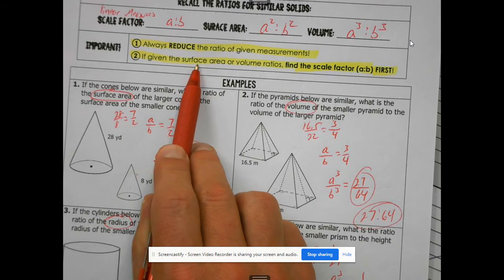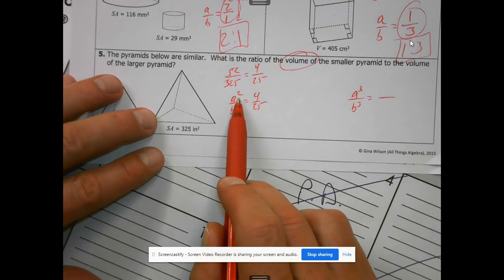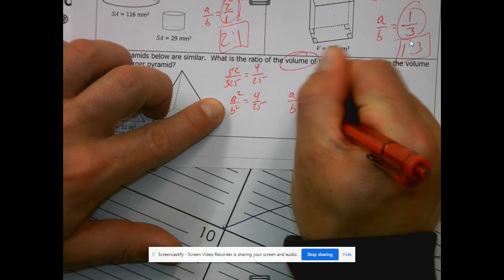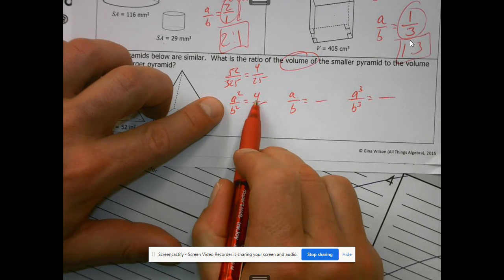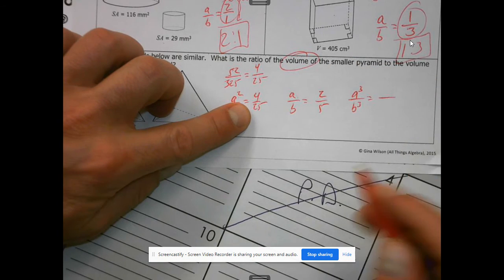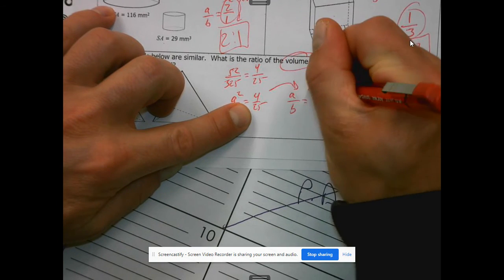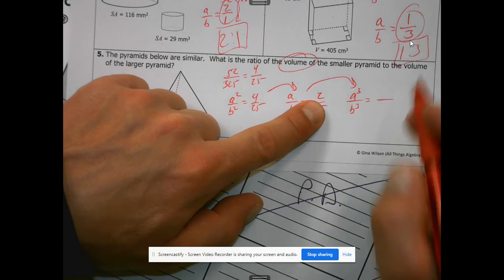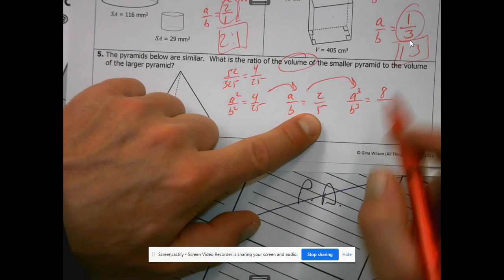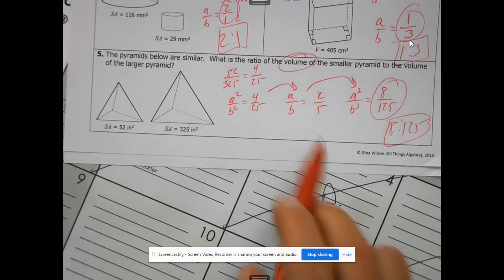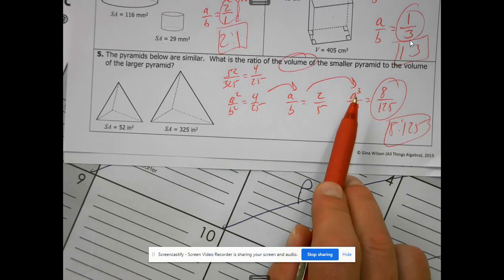We were given surface area. To get here, I've got to find this first. Given the square, I have to square root to go back. So, to get just A to B, the square root of 4 is 2. The square root of 25 is 5. Now I can go to here. Since I have the scale factor, now I just have to cube it. Take your A and cube it. 2 cubed is 8. 5 cubed is 125. There's your answer. Find the scale factor first. Then you can find surface area or volume.